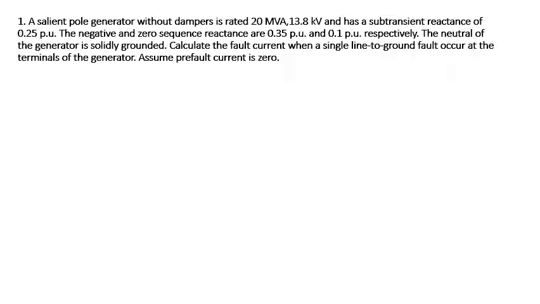This is important, whether it is grounded or not. Then calculate the fault current, and we have to see what is asked: whether the fault current in absolute value or per unit value, and when the single line to ground fault takes place. This is very important because based on this only we are going to solve the numerical, what kind of fault it is.